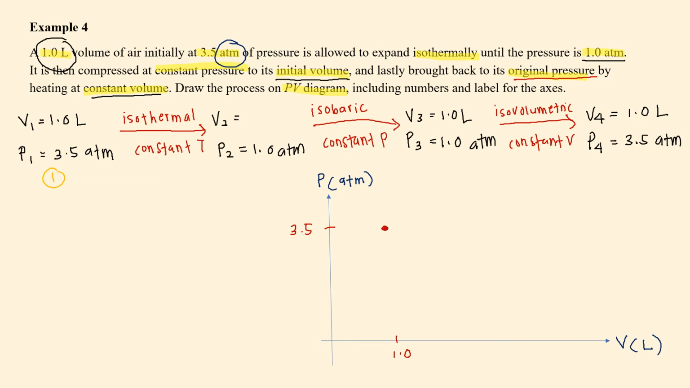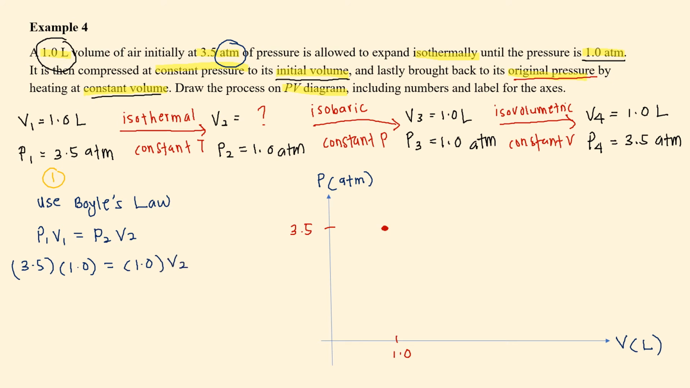And then dia pergi V2. Okay, kita nak tahu V2 kan? We can find that one. Okay, sama juga macam tadi. Since it is isothermal, we can use what we call as Boyle's law. So P1 V1 equal to P2 V2. Okay, so P1 dekat sini adalah 3.5 atm. V1 adalah 1 liter. P2 adalah 1 atm.